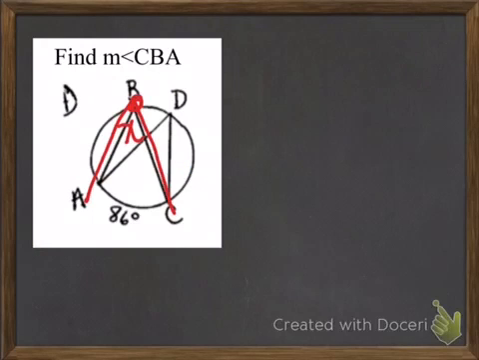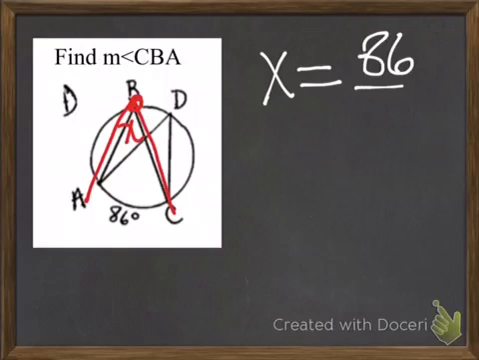The final one said find the measure of angle CBA. So I trace the angle from C to B to A, and I place X there. I notice that's an inscribed angle, and if I look at my chart, I know the angle, which is represented by X, is equal to the arc, which is represented by 86, divided by 2. So that tells me the angle CBA is equal to 43.